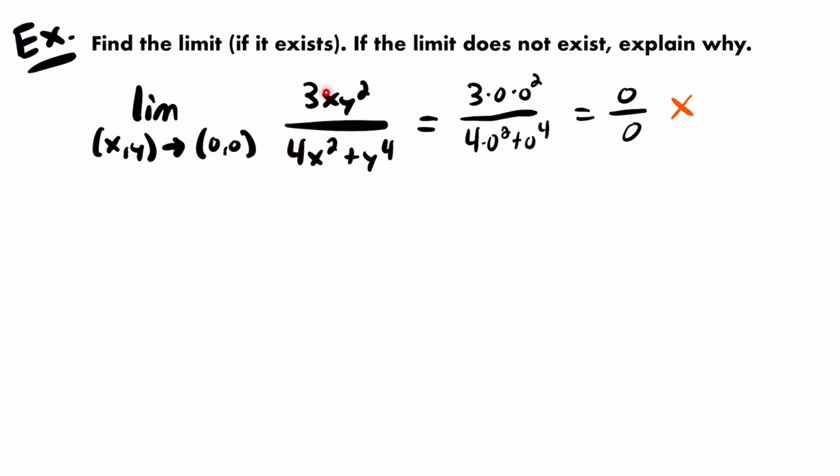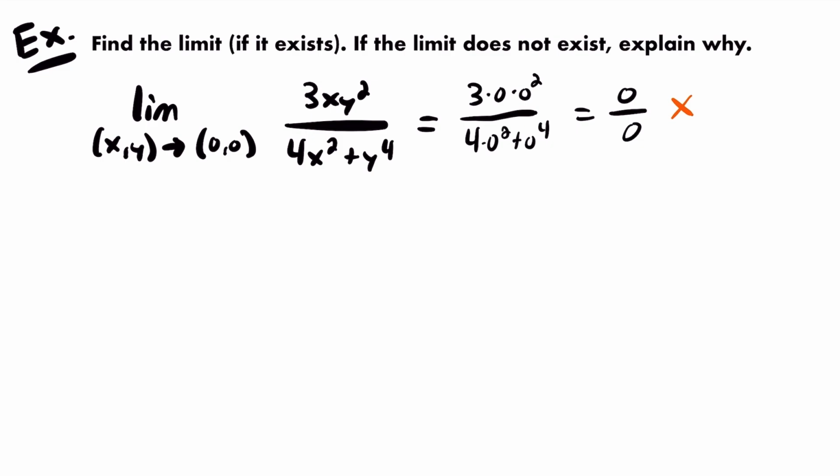And looking at our function here, there's nothing we can do to simplify it. There's no way to rewrite this function such that something cancels out and we can plug in 0 and 0 for x and y. So there's really no way for us to show that the limit does exist here. Instead, we want to try to show that this limit does not exist. That's our new plan here.